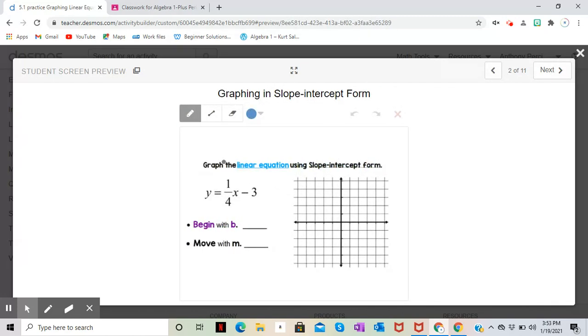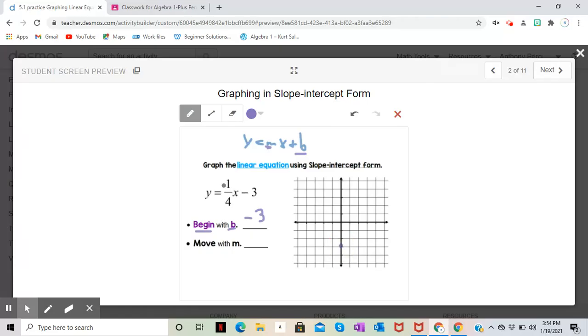The directions are asking you to graph the linear equation using slope-intercept form. So remember, when we are graphing lines that are in the form y equals mx plus b, I apologize for my bad handwriting, but remember, m, that's our slope, and b, that's our y-intercept. We're always going to begin with b. Both of those start with b. Our y-intercept is -3. So we're going to find -3 on the y-axis. 1, 2, 3. Put a dot.